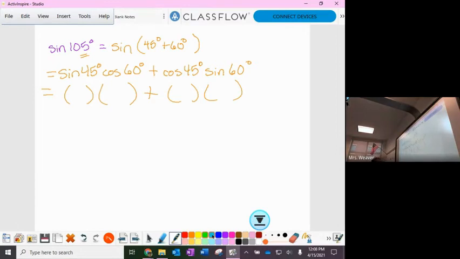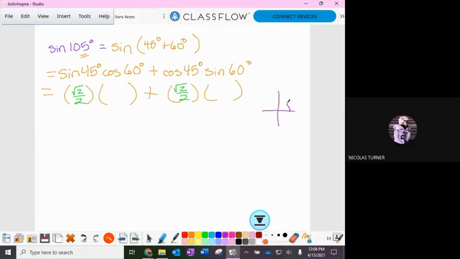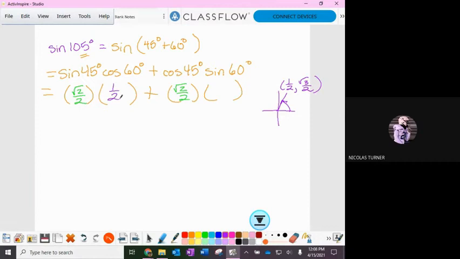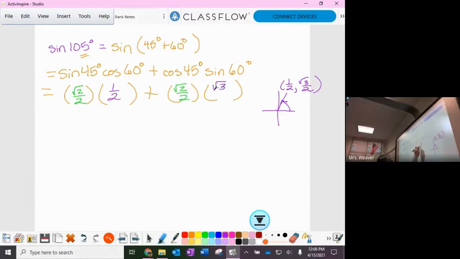Okay, so sine and cosine of 45 are root 2 over 2. What's my cosine at 60, Nicholas? It's 1 over 2. Uh-huh. And you see me sketching it out. I just think about that angle. Its cosine is the x coordinate, 1/2. Its sine is root 3 over 2.